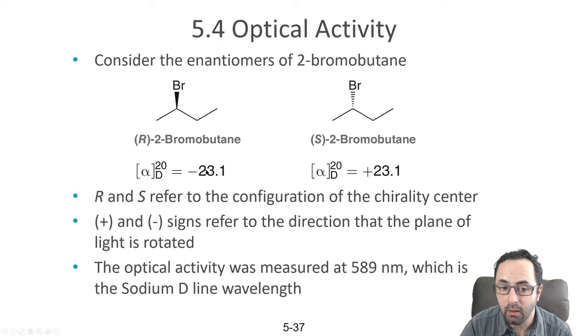For one of these enantiomers, the light will be rotated in one direction, the other in the other, but they are rotated by the same amount. Here you can see that it specifies the temperature, 20 degrees Celsius, and then a D is written here, and that represents the sodium so-called D line, which has a fixed wavelength of 589 nanometers.